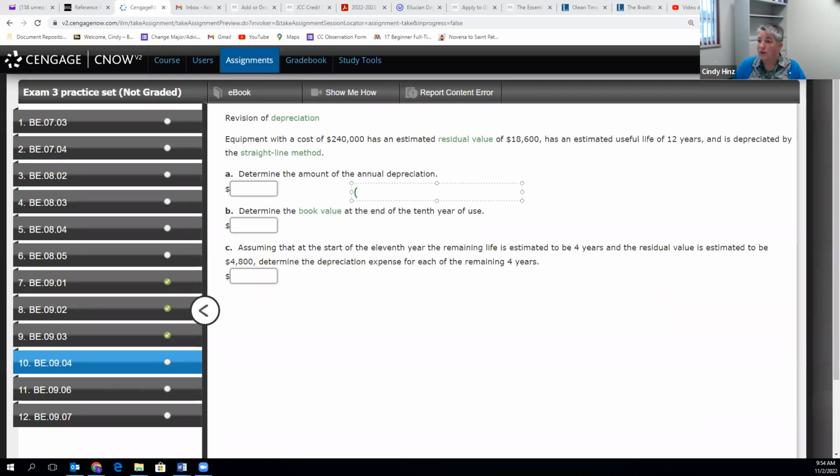So for this asset, we are asked to consider that it had an upfront or historical cost of $240,000. We expected that at the end of its useful life, at the end of 12 years, it would still be worth $18,600.